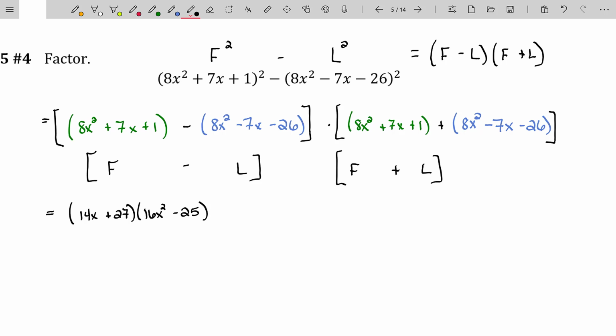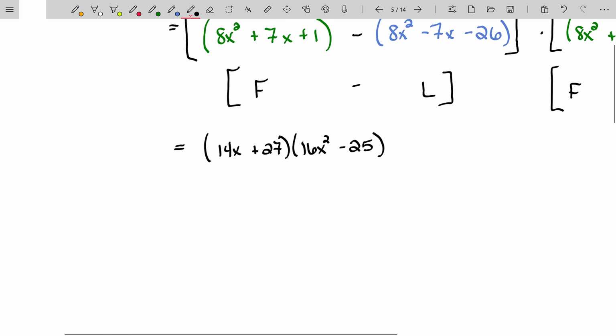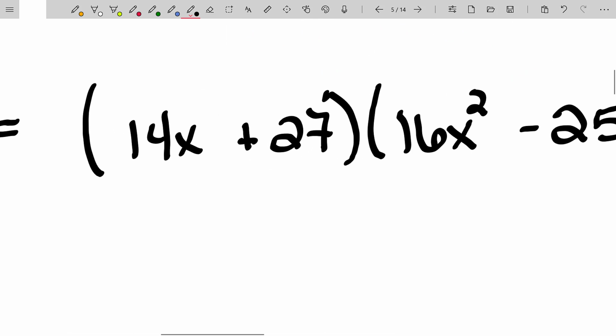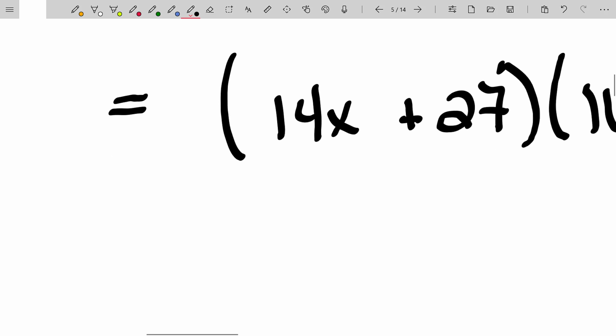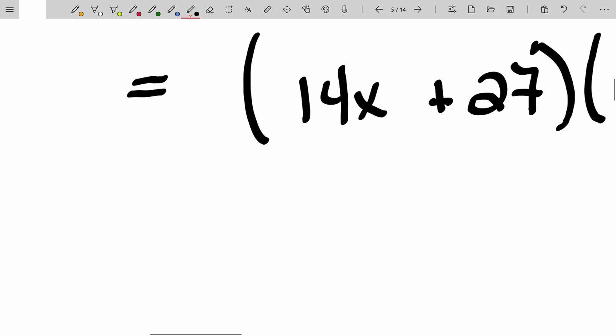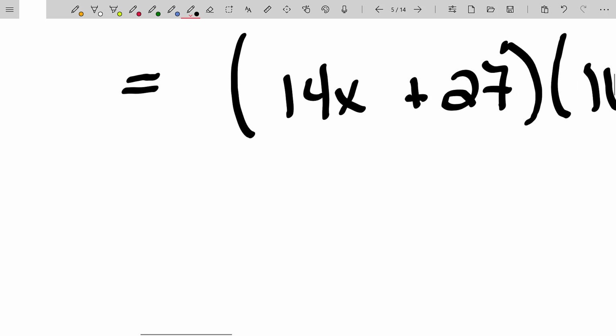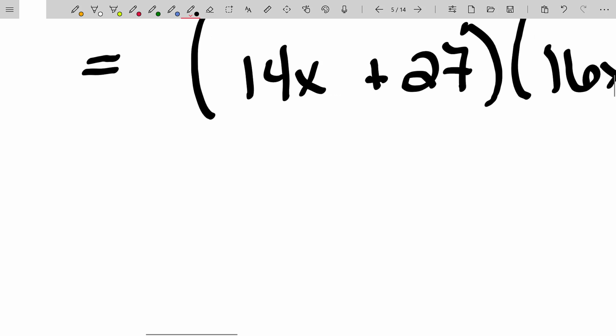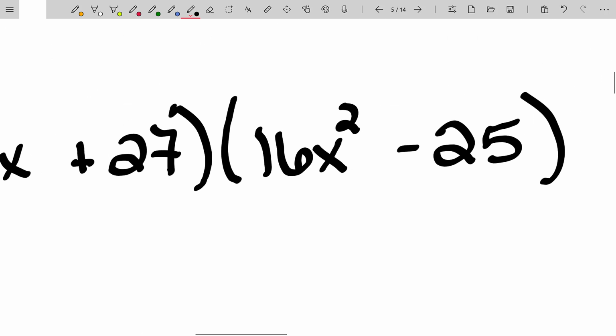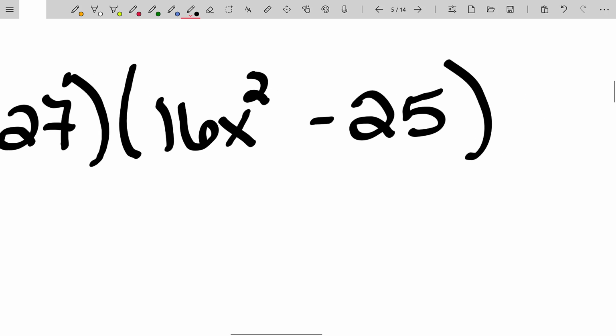And people say, wow, I can't believe it. That's completely factored. That's not completely factored. It's not completely factored because you need to figure out, does each of these factors have something in common? Do the two terms in that first factor have anything in common? The answer is no, they don't. Can you factor that? No, you can't.